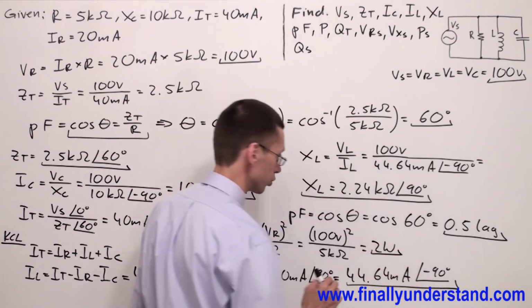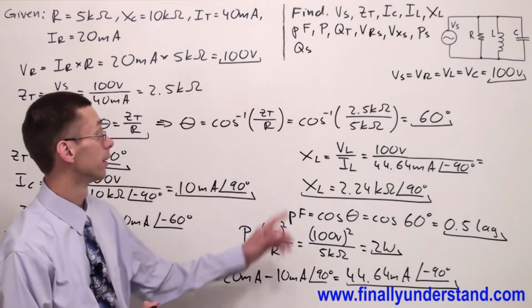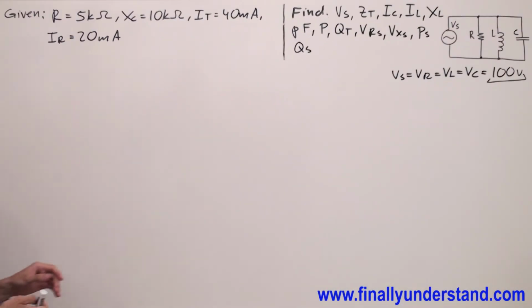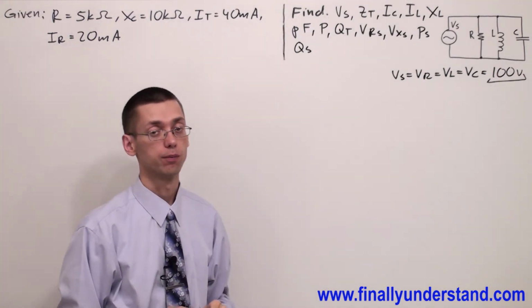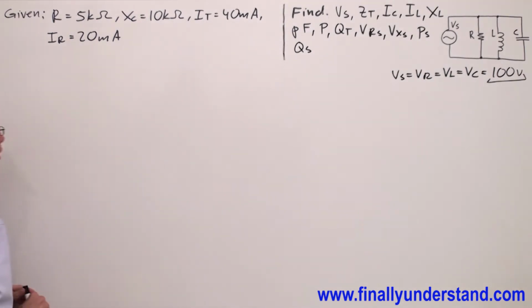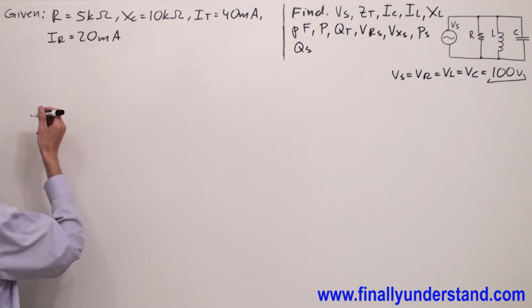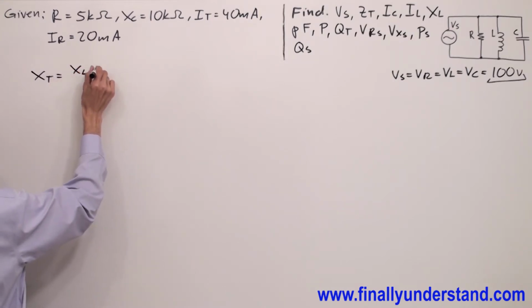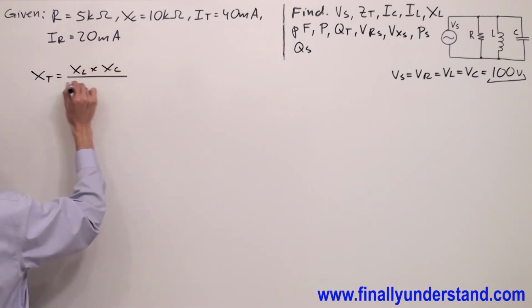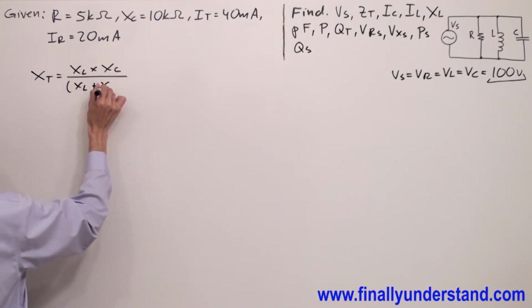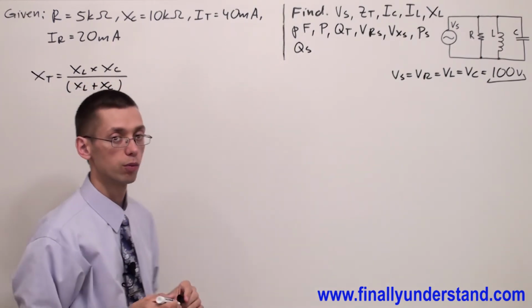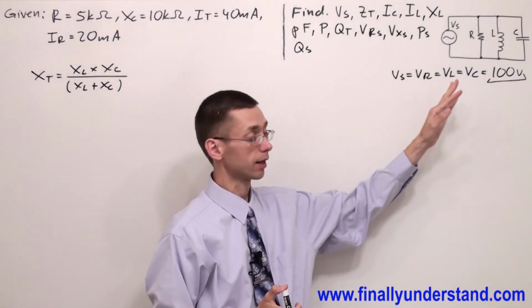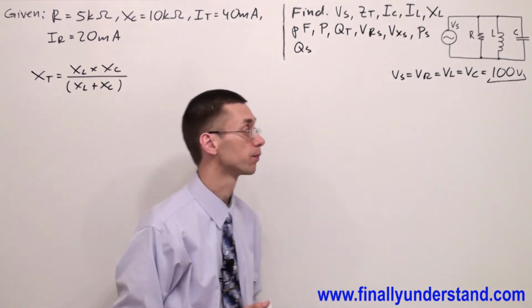Okay, so this is the true power in my parallel RLC circuit. Now we're supposed to find the total reactive power. In order to find this power, I'm going to find first total reactance. XT is equal to XL times XC over XL plus XC. I'm using the formula called product over the sum because inductor and capacitor are in parallel.